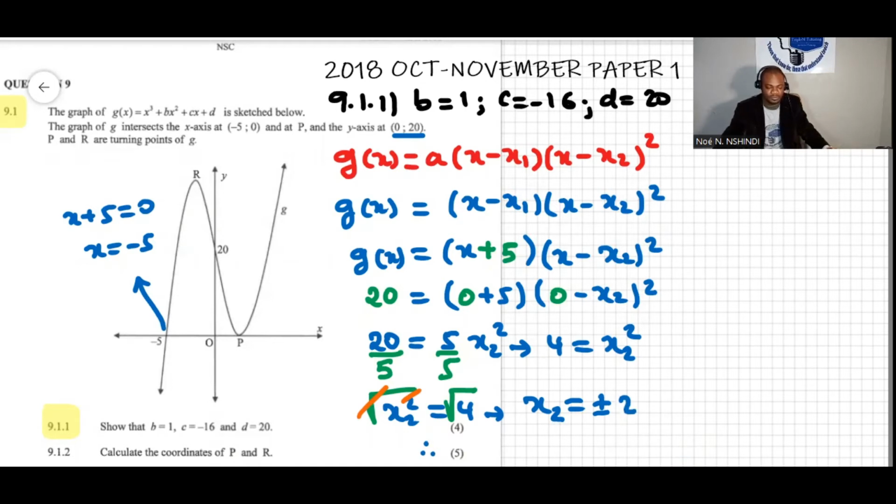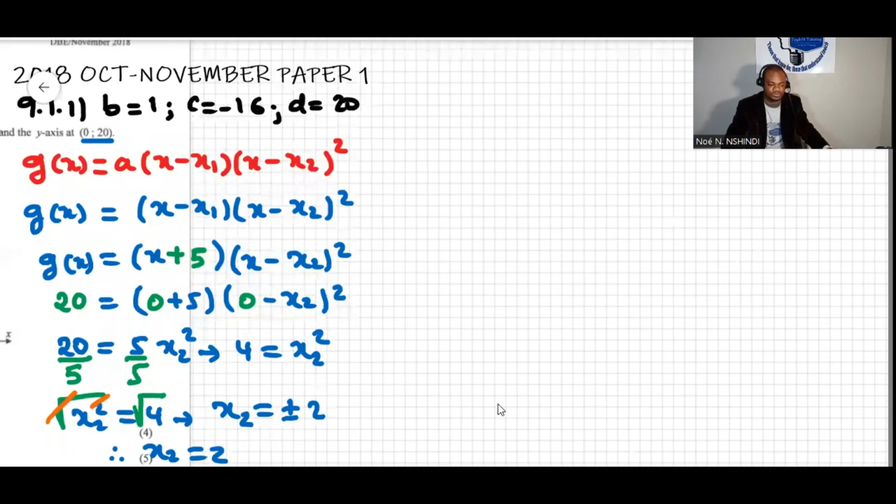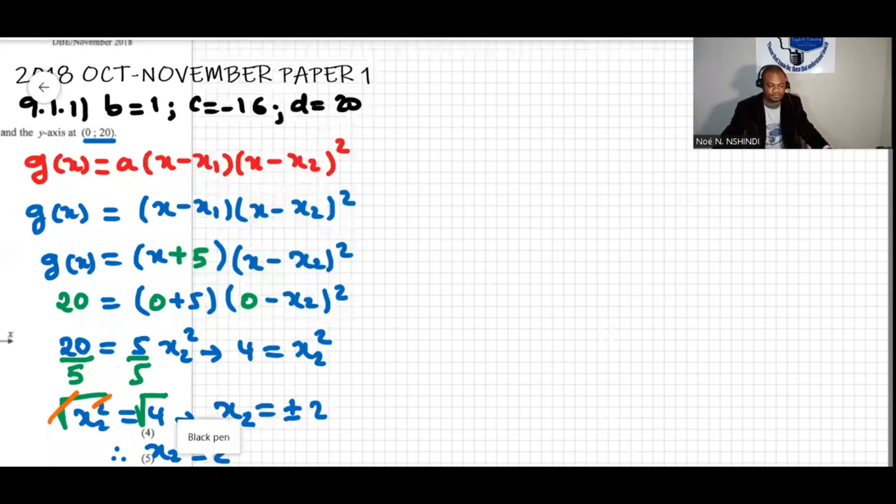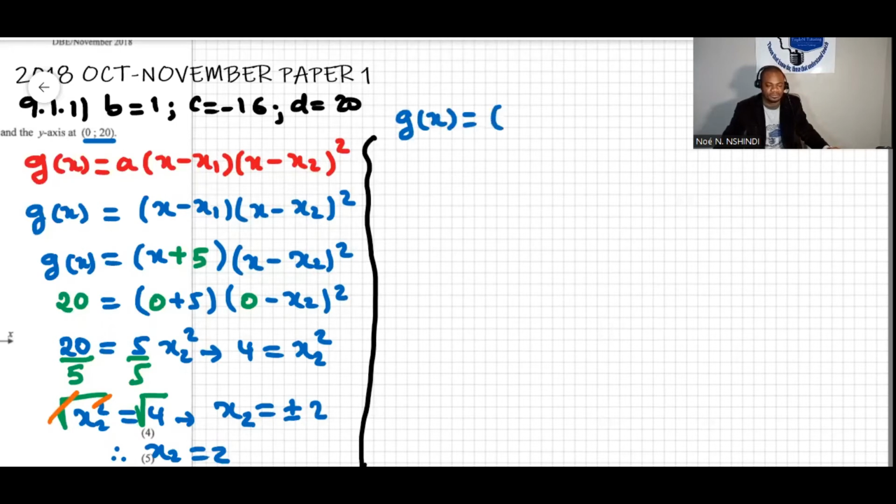Therefore, x2 is equal to 2. Now we can substitute the value of x2 here and in x1. So g of x will be equal to x plus 5 times x minus 2 to the power of 2. Then we can expand this.